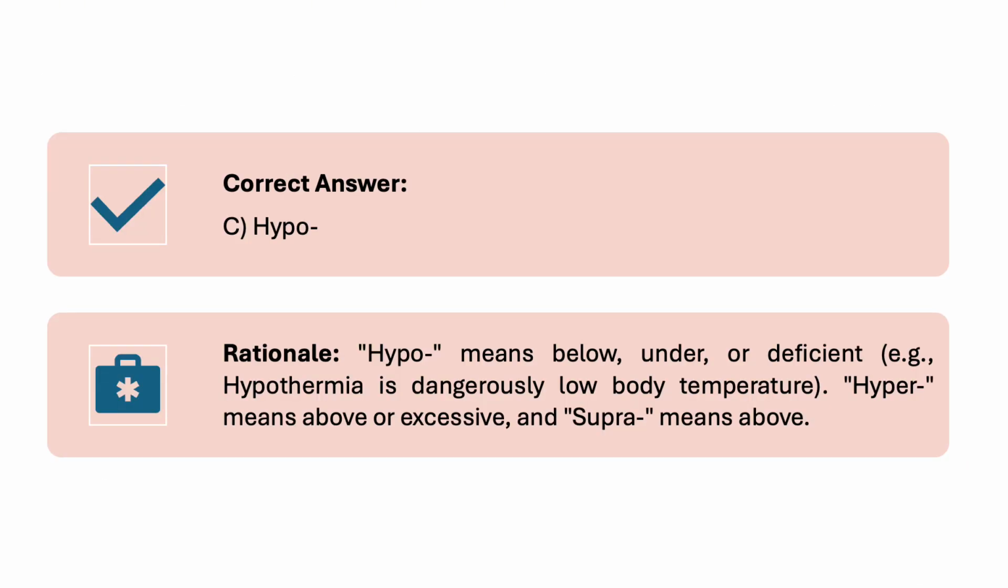Correct answer, C. Hypo. Rationale. Hypo means below, under, or deficient. For example, hypothermia is dangerously low body temperature. Hyper means above or excessive, and supra means above.